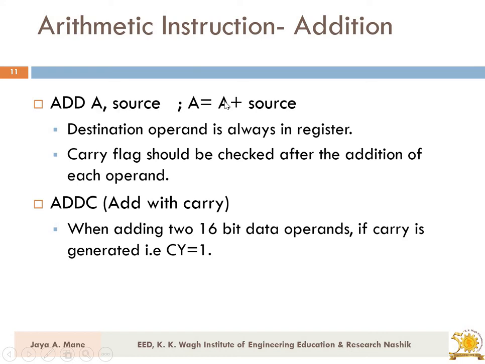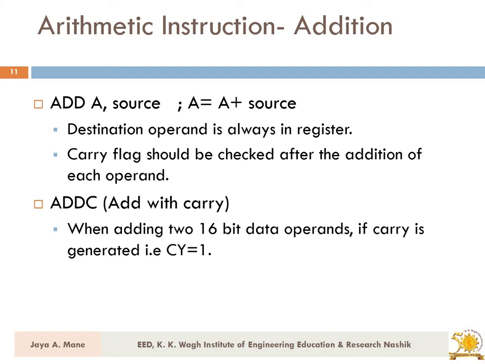So the accumulator will store the result of the addition of two numbers, out of which one number is at the source location and one number is in the accumulator. After addition, the number in the accumulator gets replaced by the result of the addition. But see here, when you are performing ADD, and suppose you performed addition of two numbers and a carry is generated, that carry will not be considered in this instruction.